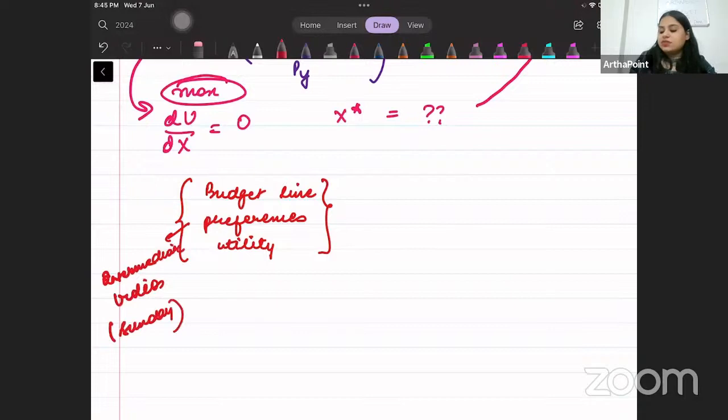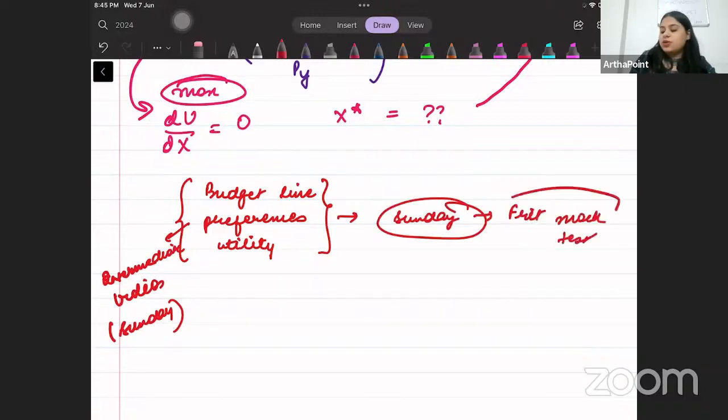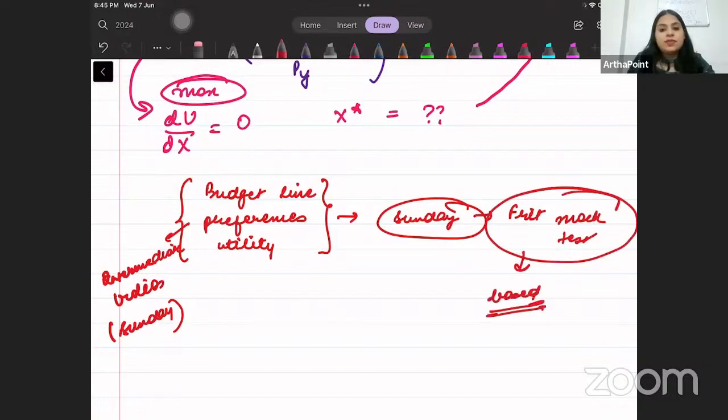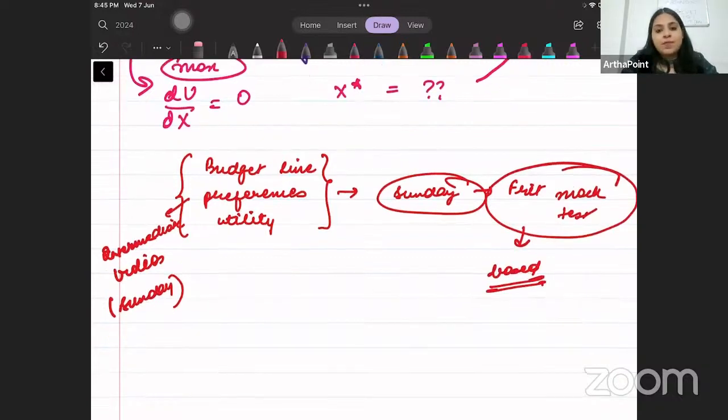On Sunday, you will have your first mock exam. It will be based on whatever we have done till now. Okay. No, Varian would not have all these concepts in detail.